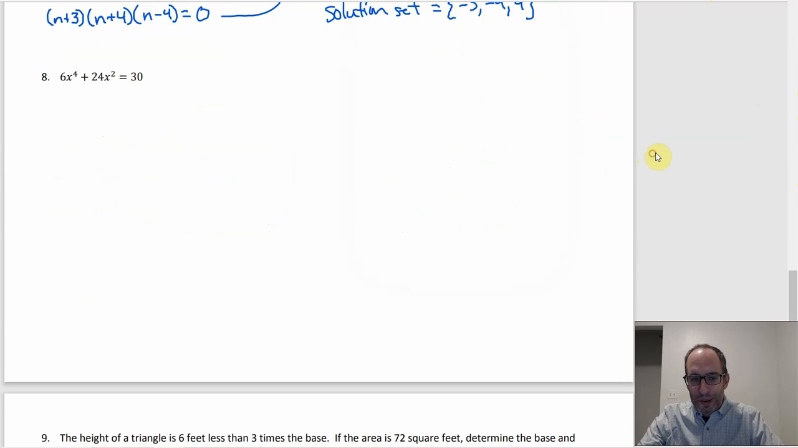So let's see what we're going to do with number 8. I guess the first thing, well, there are 2 things that you probably notice right away. One is that we don't have a 0 on the right side, but we can get it pretty easily, right? You subtract 30 from both sides and we're there. The other thing is that we got a common factor. 6, 24, and 30 are all divisible by 6.